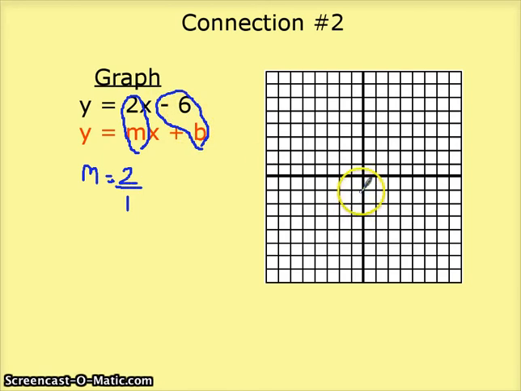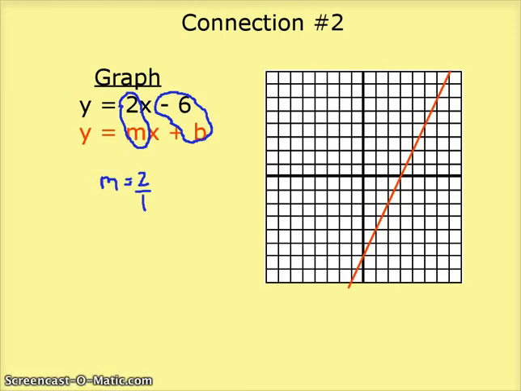To graph this, we're going to start by going down on the y-axis 1, 2, 3, 4, 5, 6. And we're going to put a point at the y-intercept of -6. Now we're going to use our slope to go up 2, which is a rise of 2, and over 1. Up 2, rise of 2, and over, run. We should get a line that looks like this.